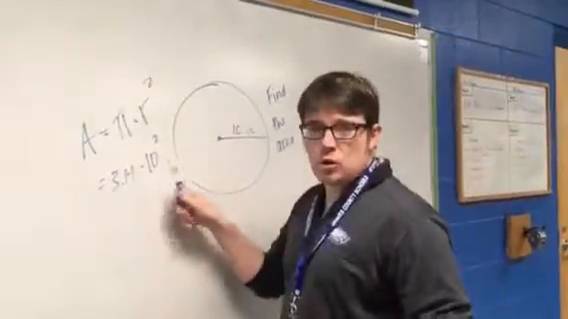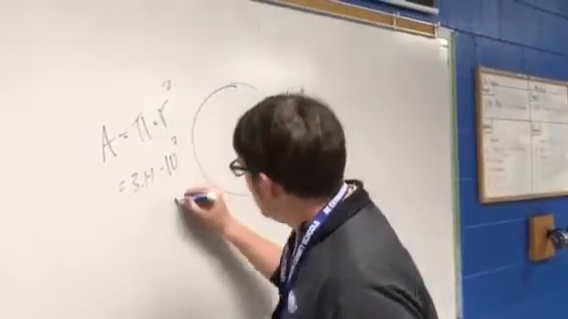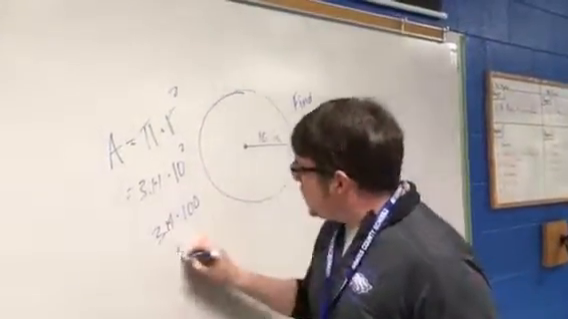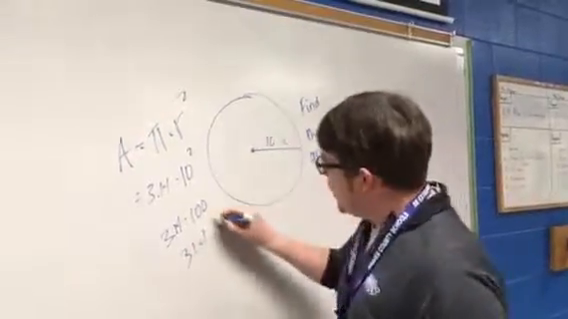If you take 10 and you square it, you multiply 10 times 10, and you get 100. You multiply that by 3.14. Well, that's easy. That's 314 inches squared.